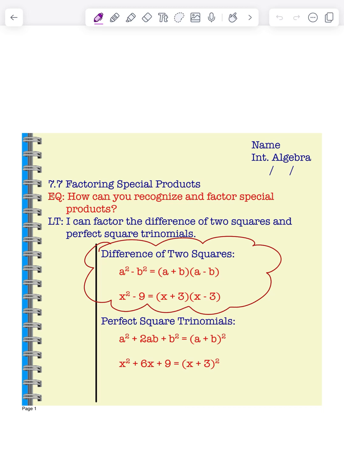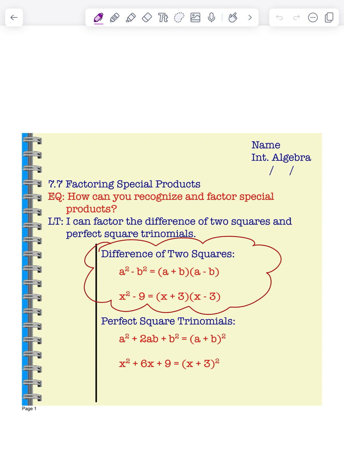All right, algebra students. So today's lesson is on factoring special products. If you remember back when we were multiplying binomials, there was one case where we could use a shortcut. This case was called the sum and difference pattern.